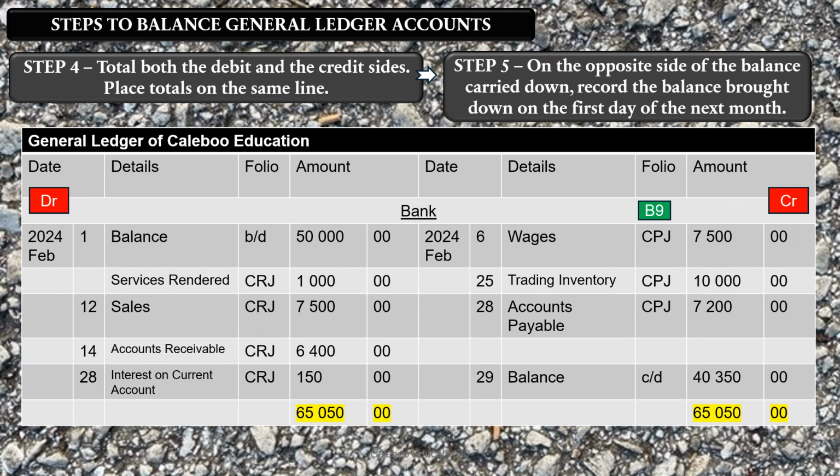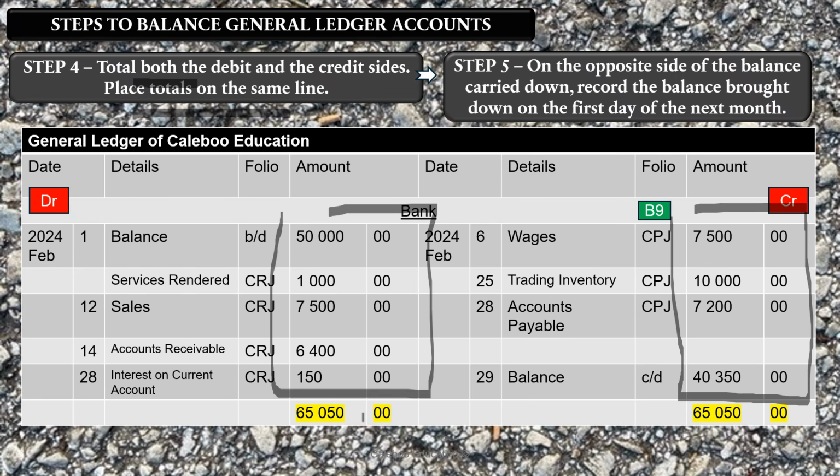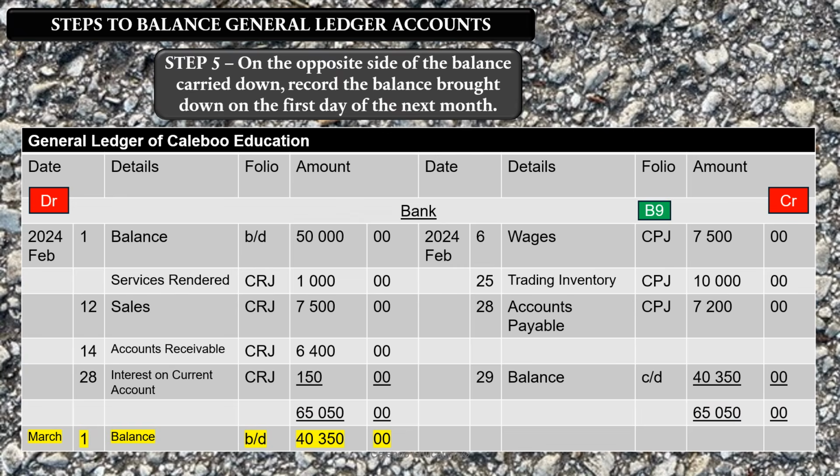Step 4, total both sides, the debit and the credit. So if you add these up, on the debit side it comes to 65,050. Once you've put the balance carried down in, if you add this credit side up, it is balanced because you put in a balance carried down. The two sides are equal. But there's one more step, step 5.